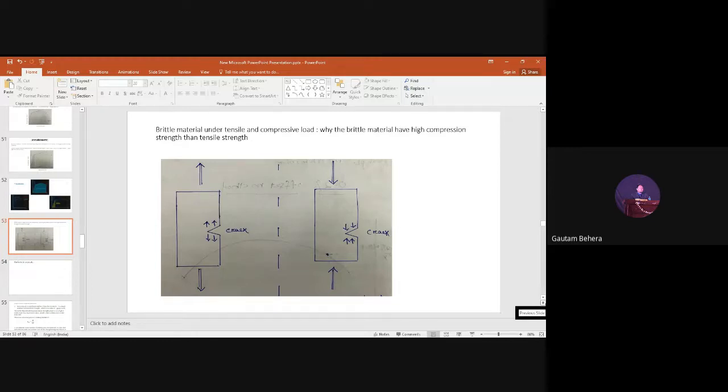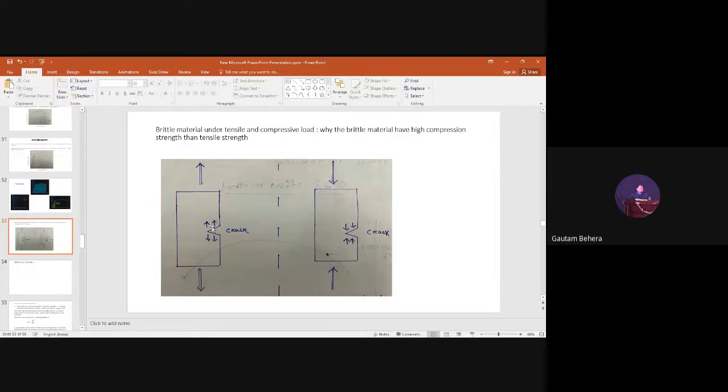Have you understood the question, or shall I repeat? Because it is easy for the crack to propagate, yes. But in which case? In case of tensile. Very good, Sivasis. Excellent answer. But in case of compressive, it is not that easy. The image is showing it itself. That's why I have drawn arrow marks at the crack points.